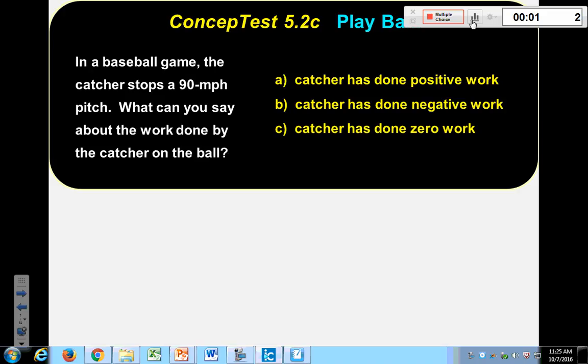In a baseball game, the catcher stops a 90-mile-an-hour pitch. What can you say about the work done by the catcher on the ball? Has the catcher done positive, negative, or zero work?